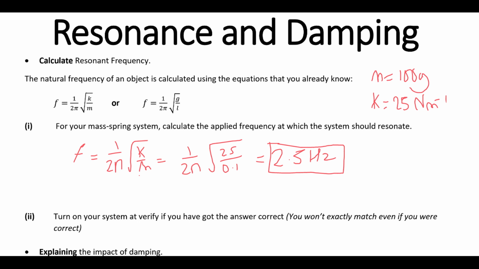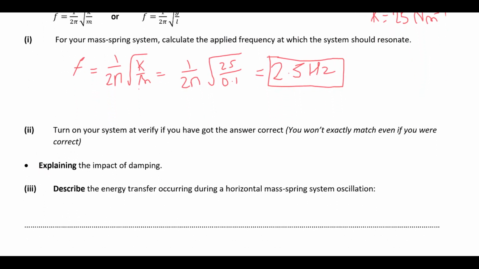The next part was essentially testing this. With the system, I think most people, when they did this, actually managed to find a very good resonant frequency around about 30 hertz, which is one of the harmonics of the natural frequency. So you'd expect resonance to occur at that point. Let's not worry too much about that.